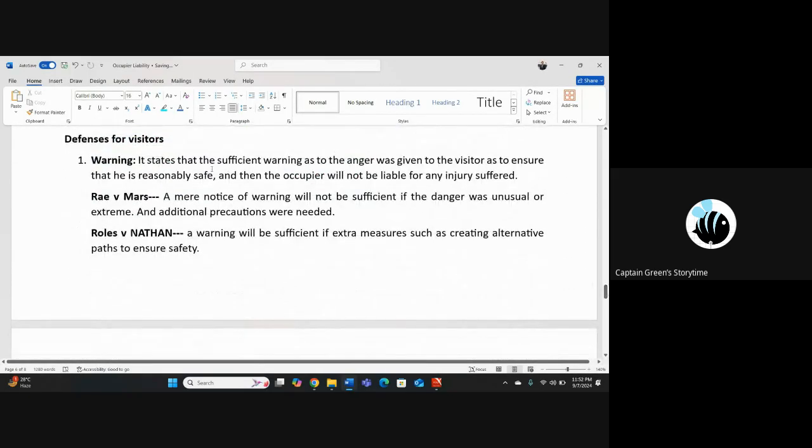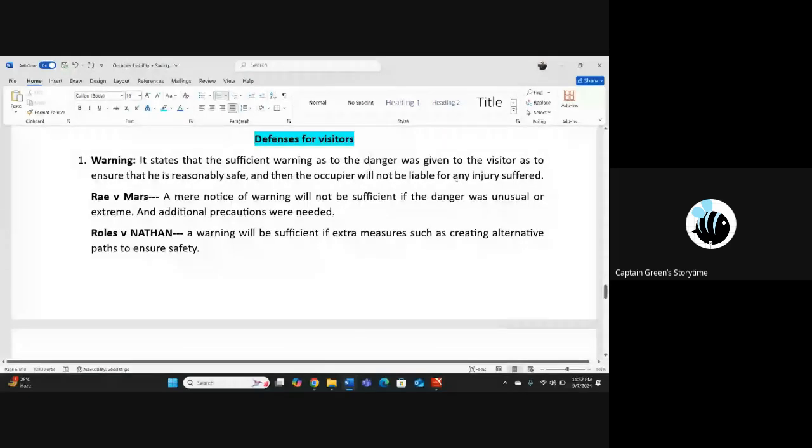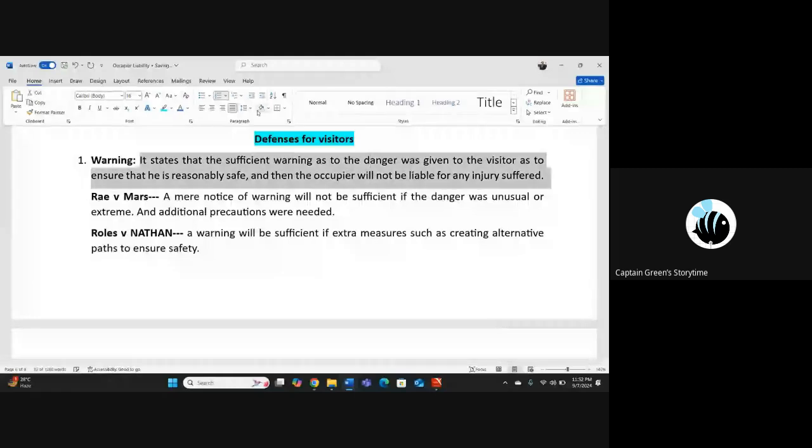Moving on to the defenses for visitors. The first defense the occupier may rely on is the warning. He may state that I had placed a warning, and the place was not reasonably safe. This states that if sufficient warning as to danger was given to the visitor, as to ensure his reasonable safety, the occupier will not be liable for any injury suffered. This clearly states that if the warning is placed, then there will be no liability.